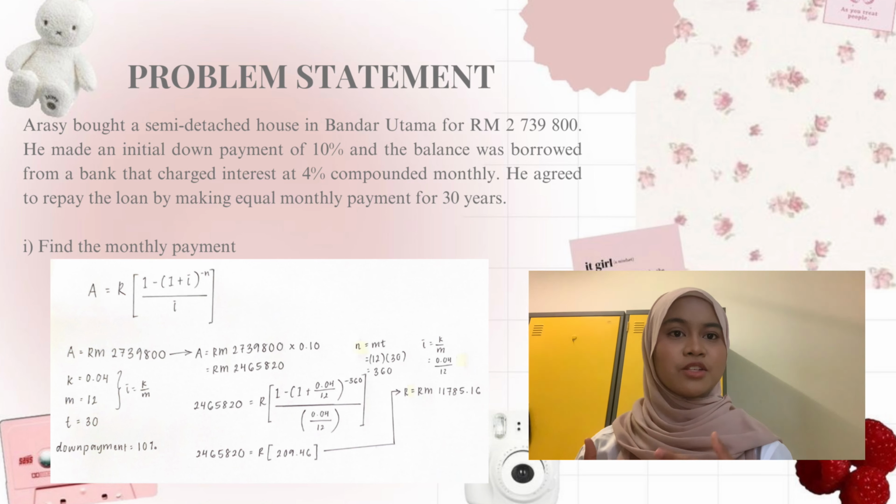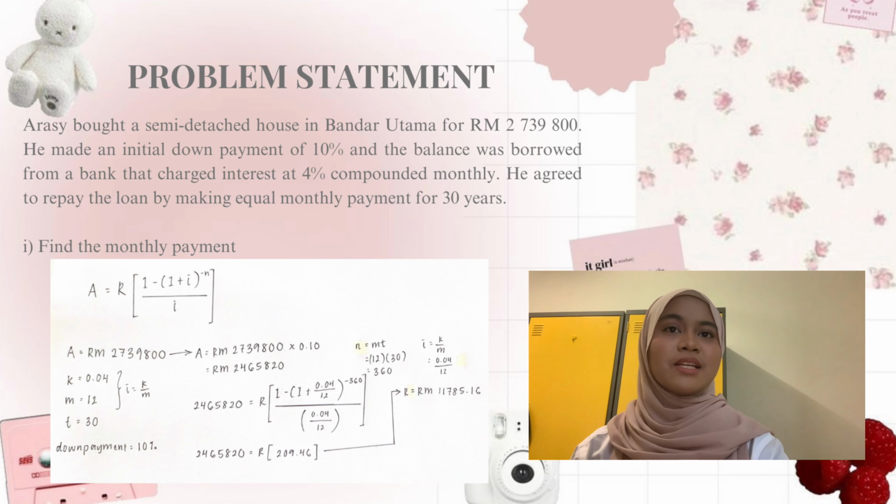I will read the question briefly for you. Arash bought a semi-detached house in Bandar Utama for 2,739,800 ringgit Malaysia. He made an initial down payment of 10% and the balance was borrowed from a bank that charged interest at 4% compounded monthly. He agreed to repay the loan by making equal monthly payments for 30 years. So the main or the key point here is loan.